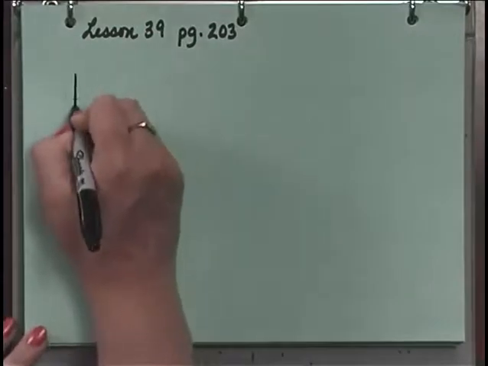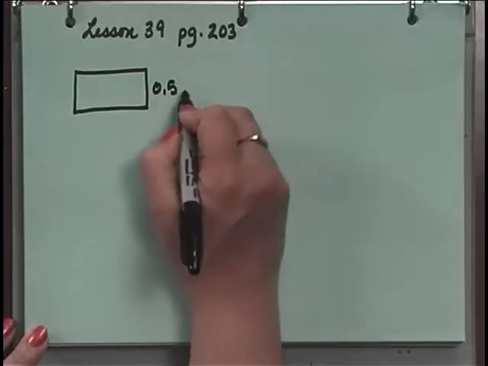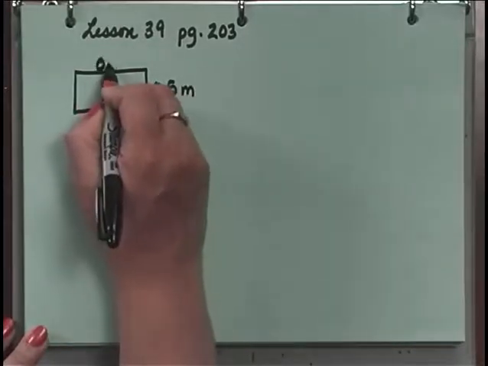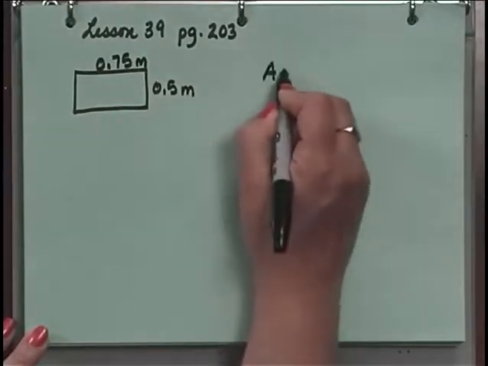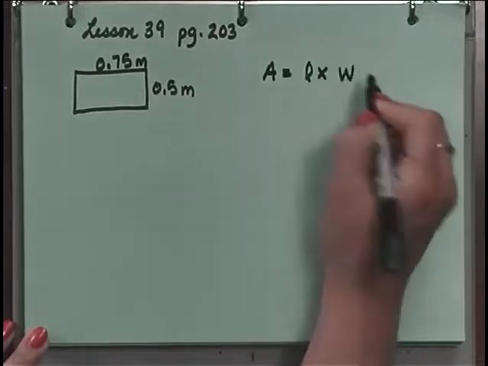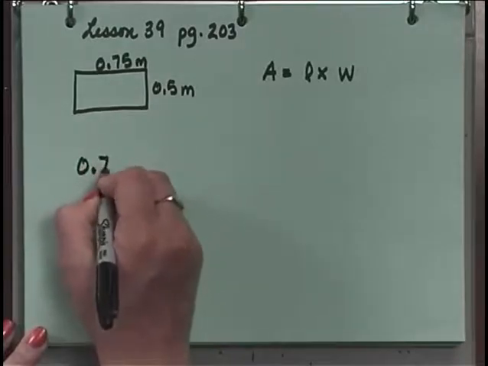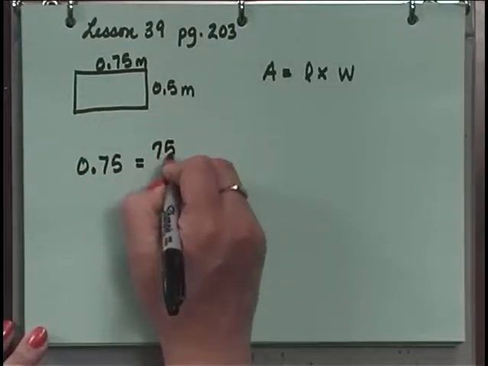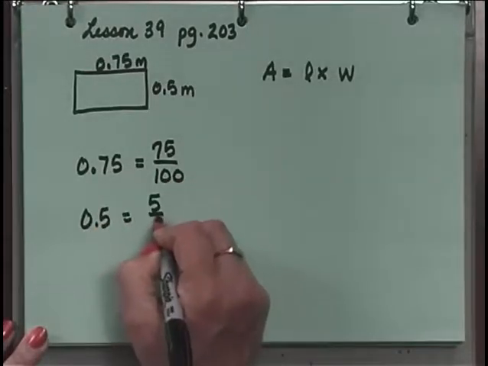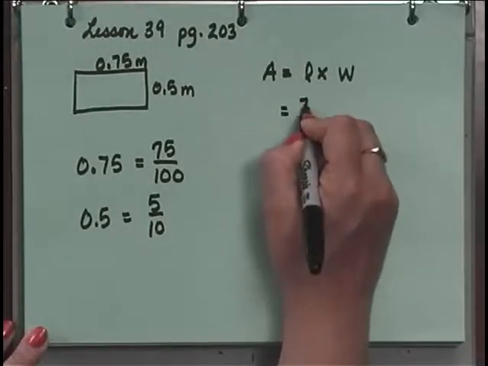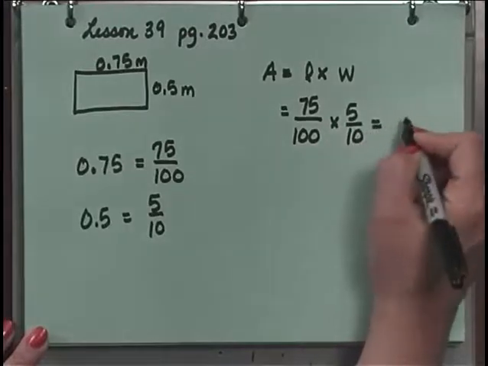Now, let's say that you had a rectangle, and the rectangle was 5/10 meters long, and then 7/500 meters wide, and you wanted to find the area. The area requires taking the length and multiplying it by the width. One way to do this would be to convert each decimal to a fraction, so 7/500 and 5/10, and then multiply 7/500 times 5/10 to find our area.